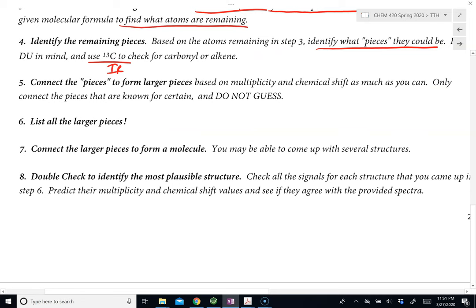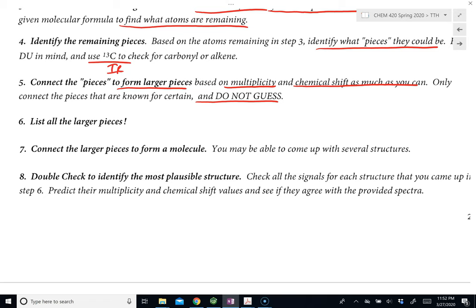And step 5, connect the pieces to form larger pieces. We would do so based on the multiplicity and the chemical shift of the signal. Try to identify this as much as we can, and only connect the pieces that we know for certain. Do not guess, because the more we guess, the more we tend to lead in the wrong direction. So do not guess, but if we don't know something, we leave it the way it is.